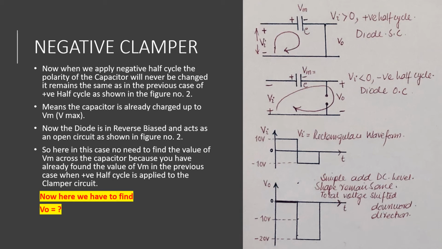So here in this case, there is no need to find the value of Vm, the maximum value across the capacitor, because you have already found the value of Vm in the previous case when the positive half cycle is applied to the clamper circuit. Now here we have to find Vout, the output voltage.